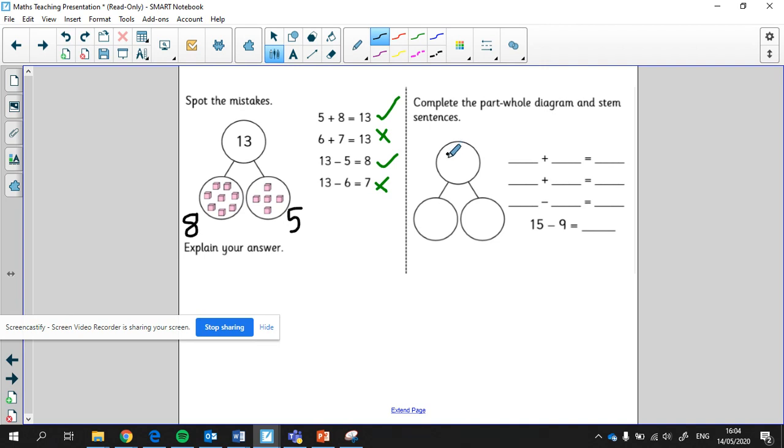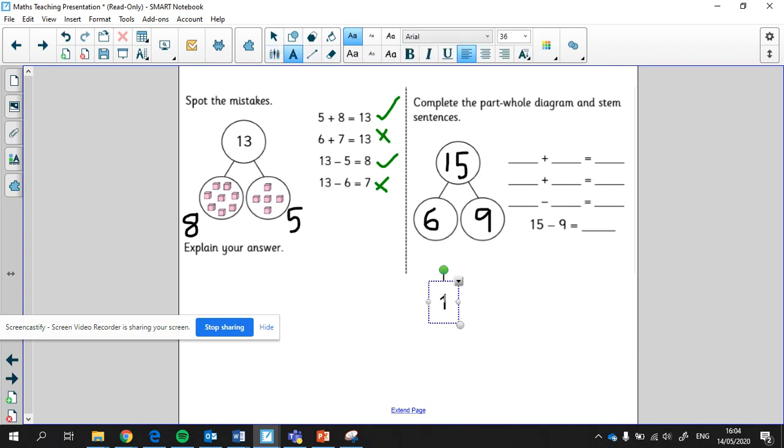Here, I can see the whole is going to be 15, because in subtraction, we put the whole first and then take away the parts in year 1. One of the parts is 9. And that must mean I need to give 1 to the 9 to make it 10, another 5 to be 15, so it'll be 6. And now we can use these. I'm again just going to type them at the bottom because it is quicker than to drag them in.